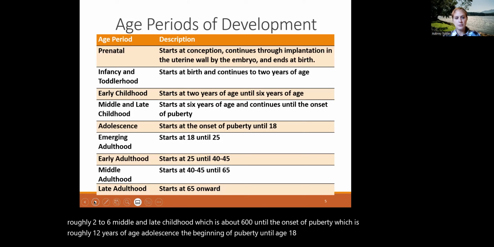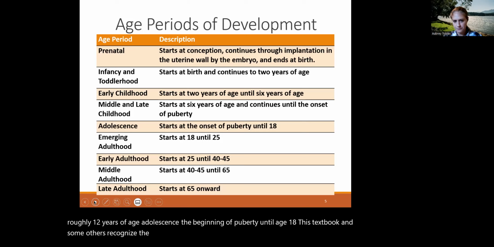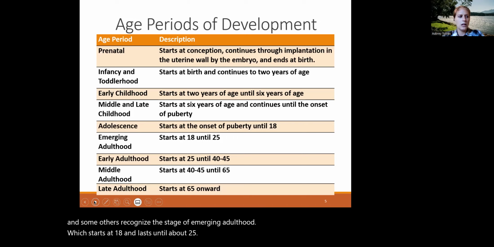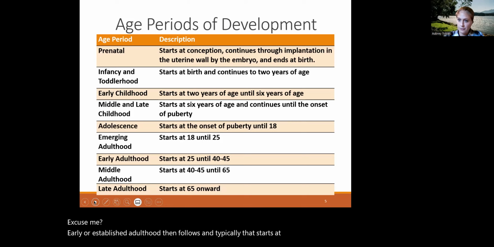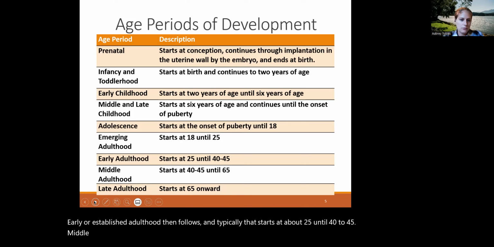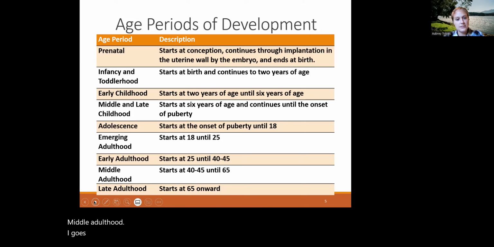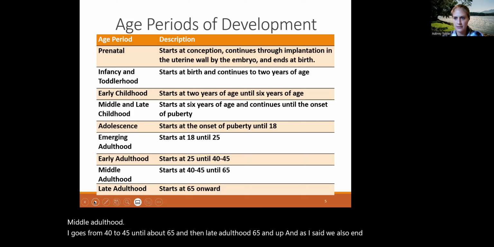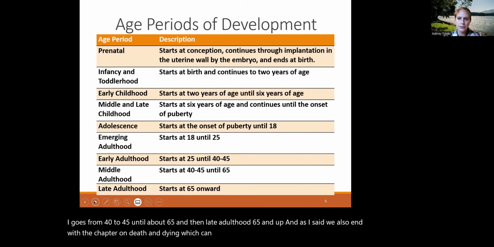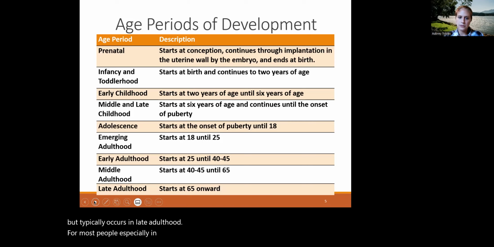This textbook and some others recognize the stage of emerging adulthood, which starts at 18 and lasts until about 25. Early or established adulthood then follows, and typically that starts at about 25 until 40 to 45. Middle adulthood goes from 40 to 45 until about 65, and then late adulthood, 65 and up. And as I said, we also end with the chapter on death and dying, which can actually, of course, occur at any age period, but typically occurs in late adulthood for most people, especially in more developed countries, having more access to healthcare and things like that.